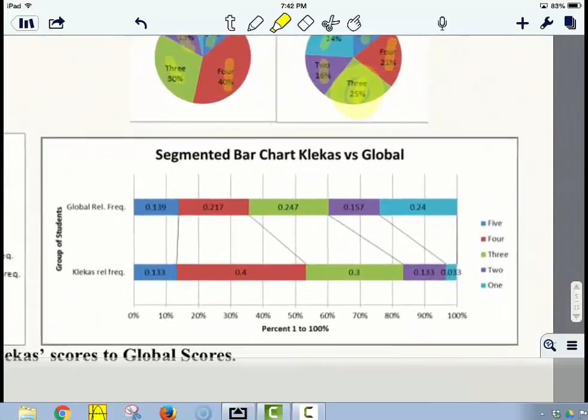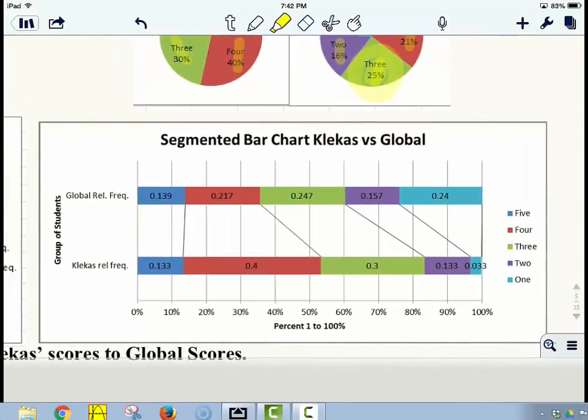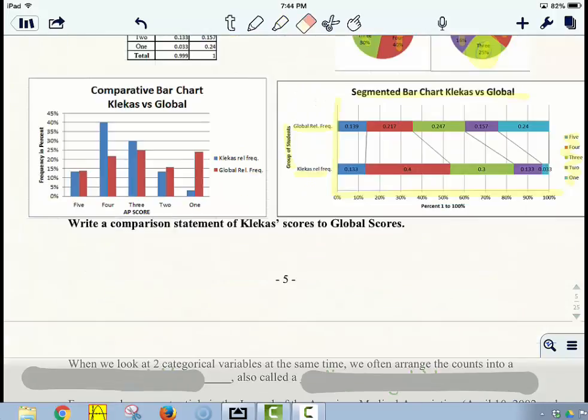You could also do that in a segmented bar chart, which is the same thing but in a candy bar shape. And I put it on a scale so it's easy to read. And then I've labeled everything. Okay, a graph or a chart without labels is absolutely useless.